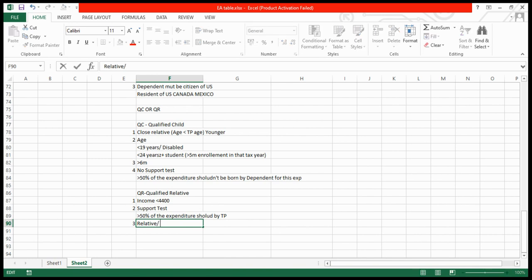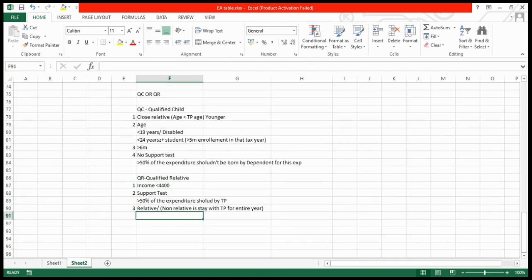There is a chance a non-relative also can qualify as a qualified relative when that non-relative stays with the taxpayer for the entire year. So that means the residence condition is not applicable for a relative. It's only applicable if someone is a non-relative. These are the three conditions which are to be followed for the qualified relative.